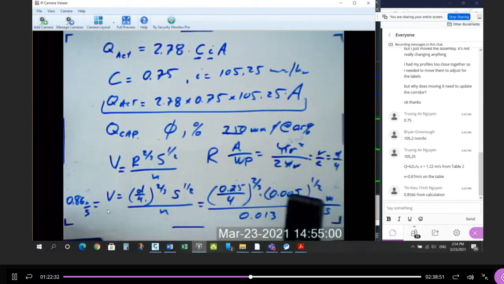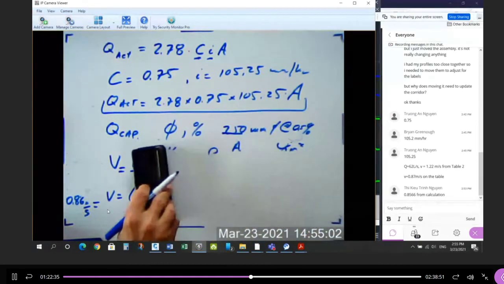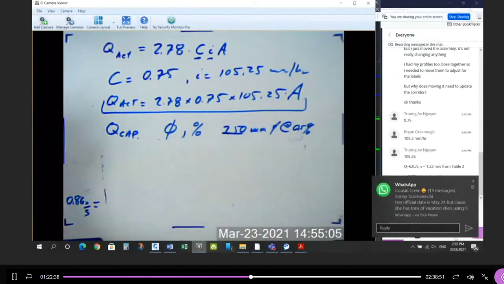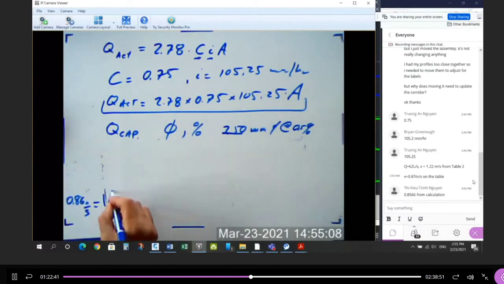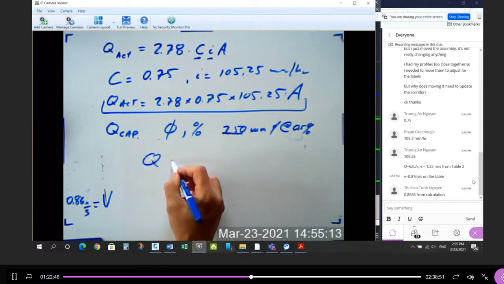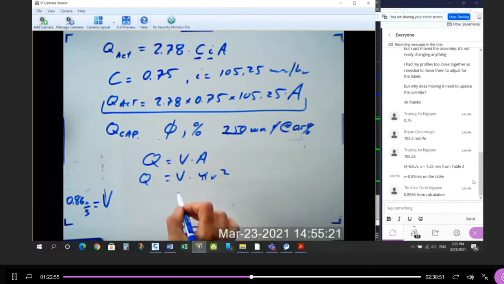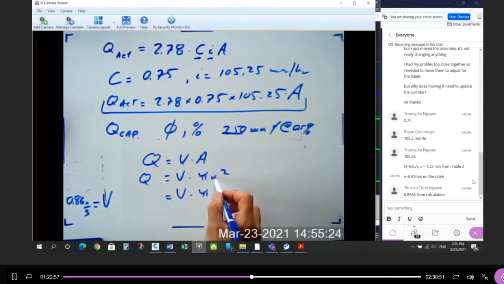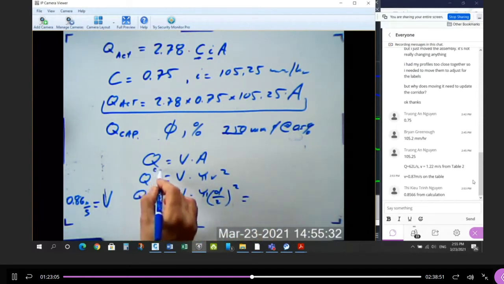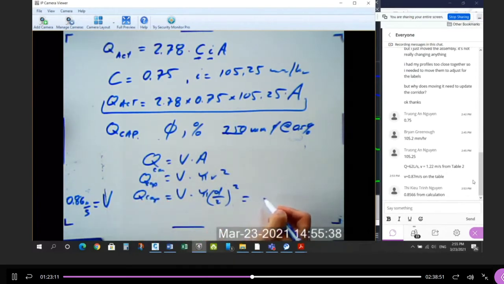So let me erase some of this. Now we have V, so we're just going to leave it down here. I'm running out of space. I know now that the velocity is 0.86, or 0.8566. To calculate Q, I take V times the end area, which is V times pi r squared. If you convert that to diameter, Q is equal to V times pi times half of the diameter squared. And that's how you can calculate Q, the capacity of the pipe. So what's Q?